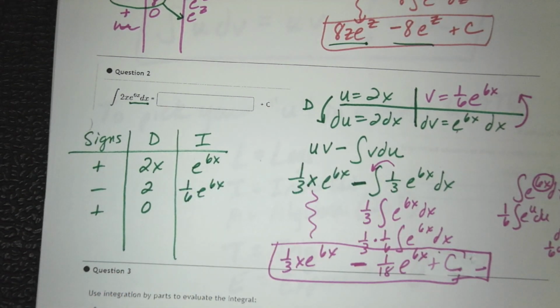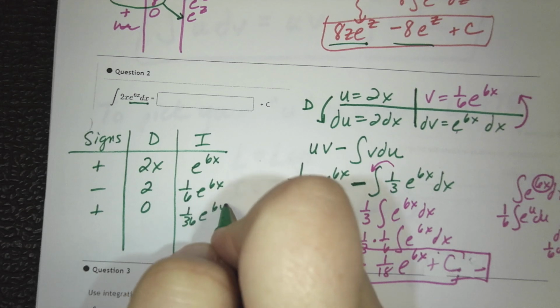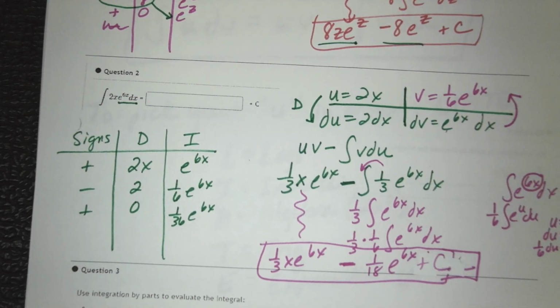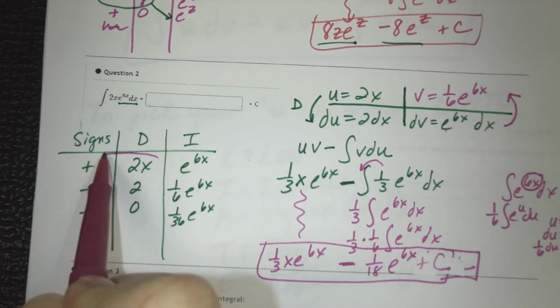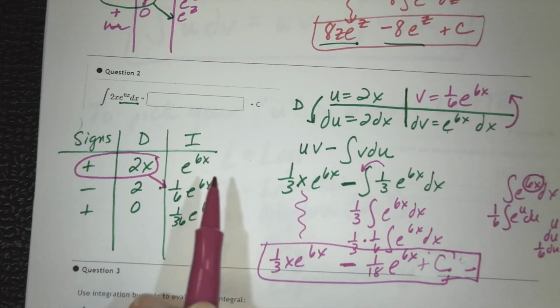What was it? 1/6. Then what would the next one be? No, it's 1/36. You're skipping to try to look at the thing. It's 1/36 e to the 6x. What would the next one be? We don't have to do that. All right, now watch, just to make sure. Multiply these two together, and then multiply it with this one.